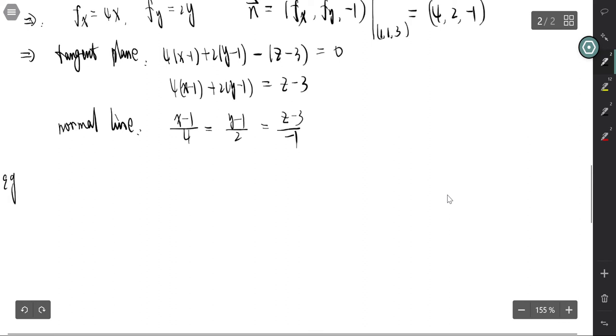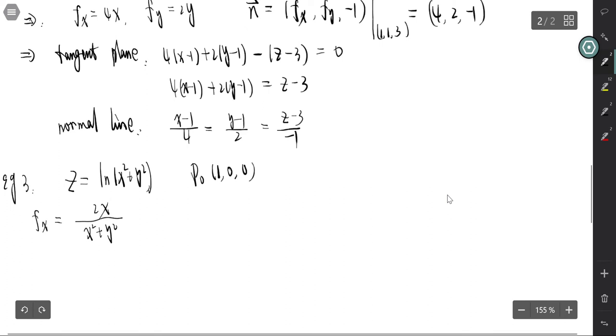And we look at the last example. If z equals log of (x squared plus y squared), and P0 is (1, 0, 0). For the tangent plane, first we find f_x and f_y. f_x is 2x over (x squared plus y squared), and f_y is 2y over (x squared plus y squared). And the normal vector is (f_x, f_y, negative 1). Now evaluate at the point (1, 0, 0).